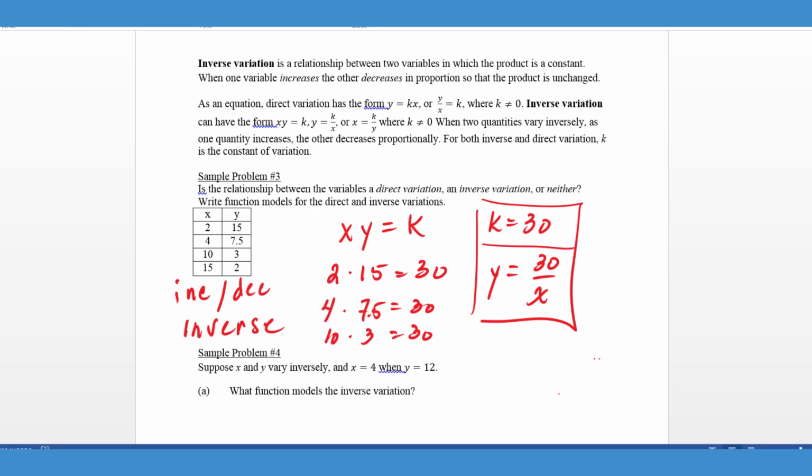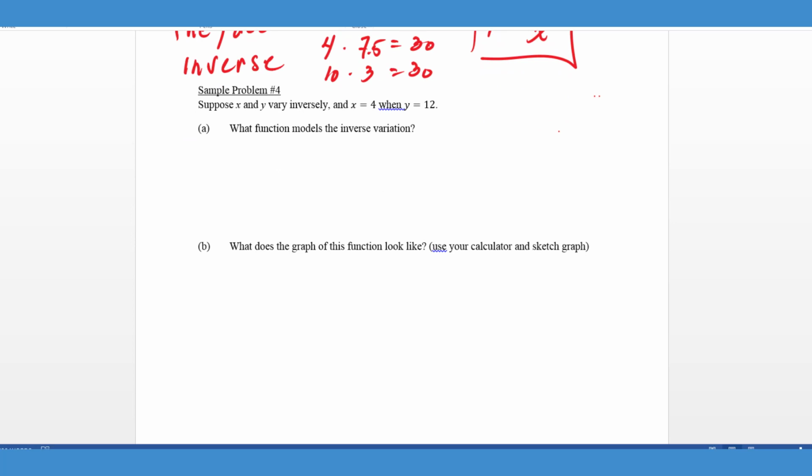So now we have sample problem number 4, and it's a little different than what we had before. You're going to need your calculator here for a little graphing exercise. But we have an inverse variation, and we want you to write the model for the inverse variation, and then see what it looks like from a graphing standpoint. So go ahead and try that now.